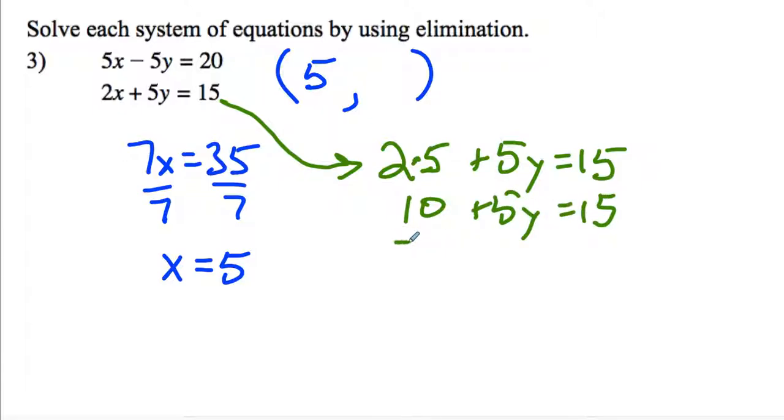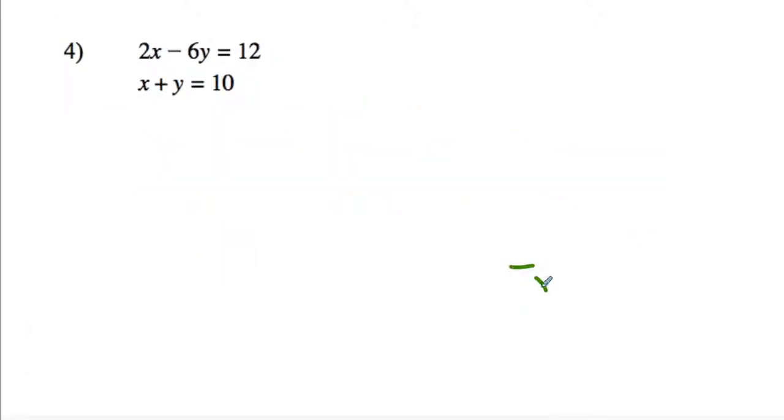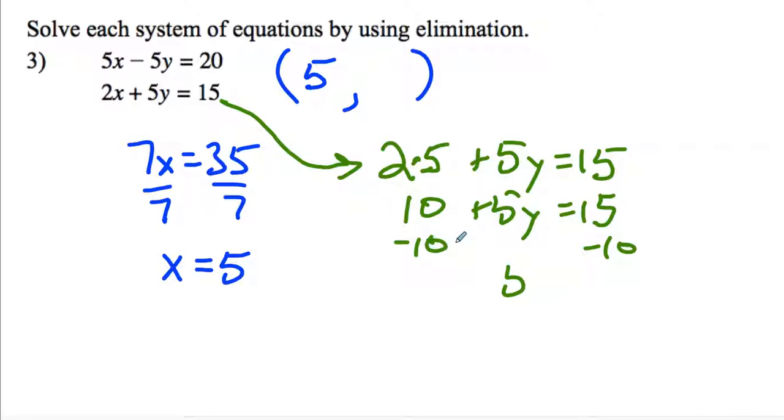I'm going to subtract 10 from each side. So 5y equals 5, and y equals 1. There we go. So my solution here is 5, 1. And again, you could plug these into the other equation, make sure they work.